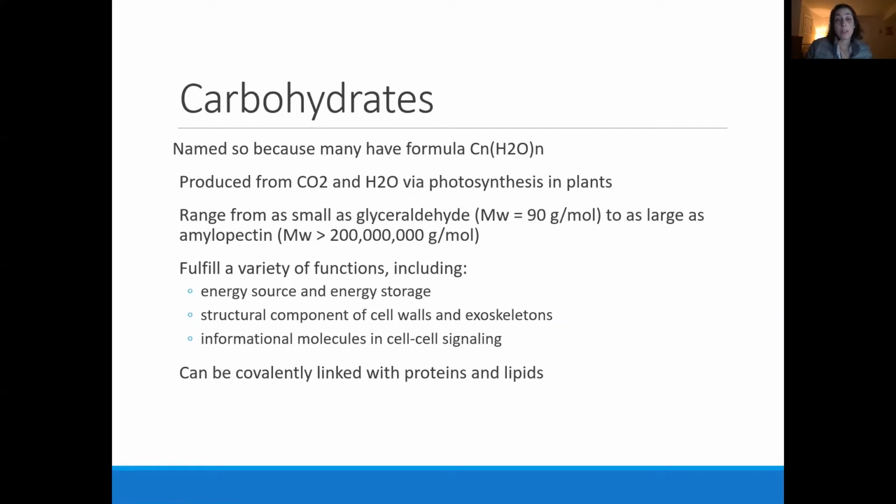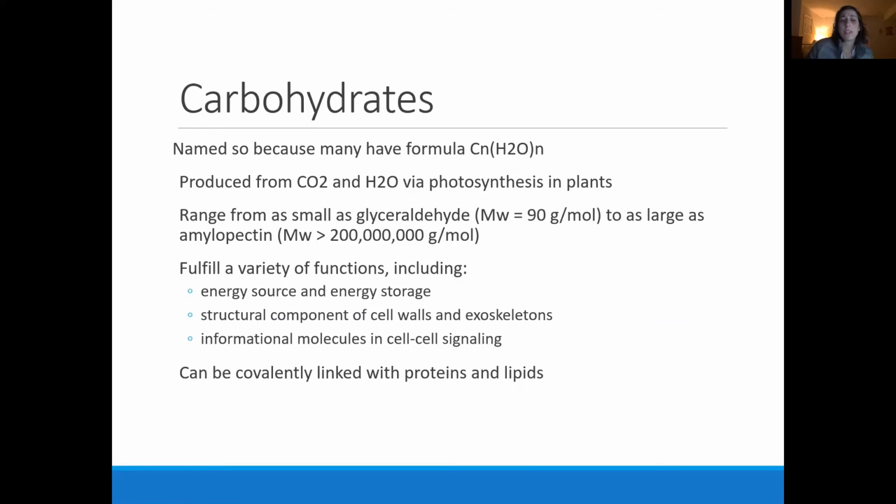Sugars also fulfill a variety of functions. One of the main ones that you are probably familiar with is as a source of energy. So energy sources and storage of energy is a main use of carbohydrates, but they also are used for structures in our cells and in our organs. There are structural components to cell walls and also in exoskeletons, for example, in certain organisms.